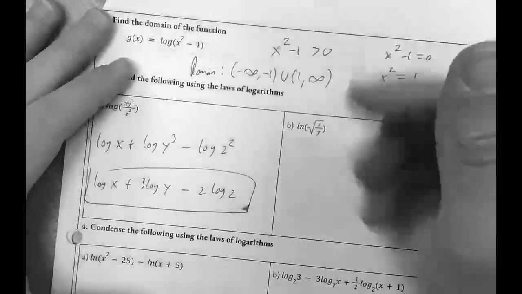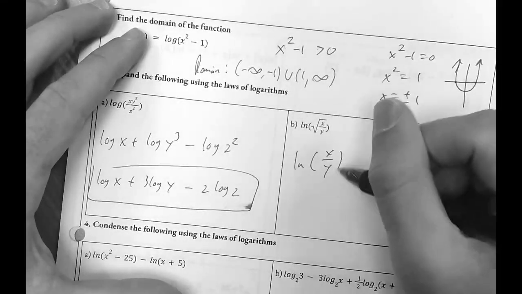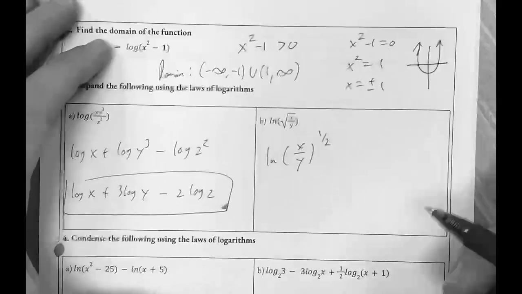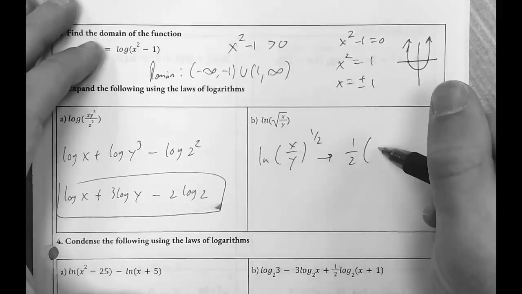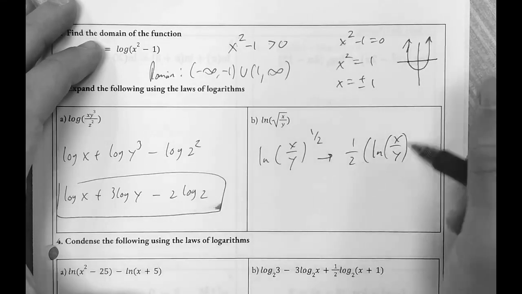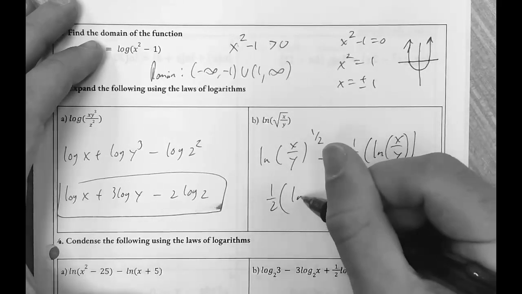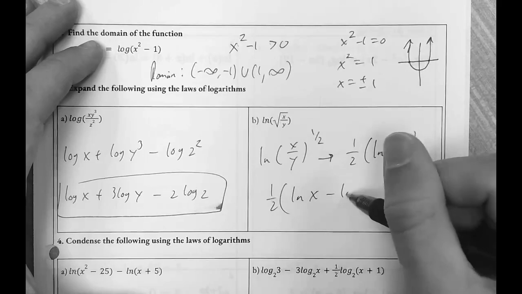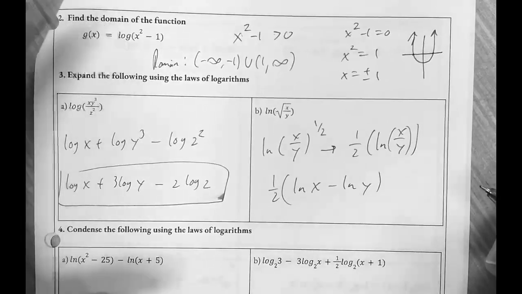For b, we're going to start by rewriting this as x over y to the 1/2. Then using rule 3, we're going to bring that out front. So we're going to get 1/2 ln x over y. And then we're going to subtract. So we're going to have 1/2 parentheses ln x minus ln y. That is the expansion of b.